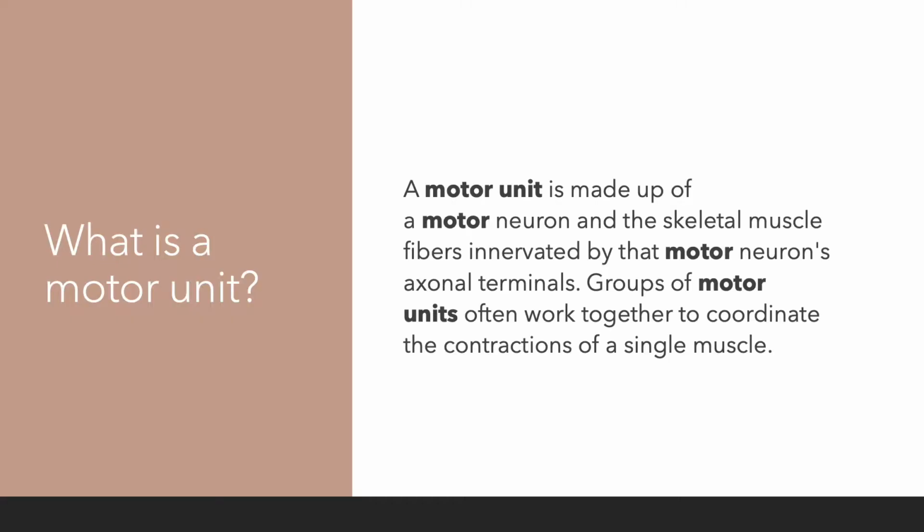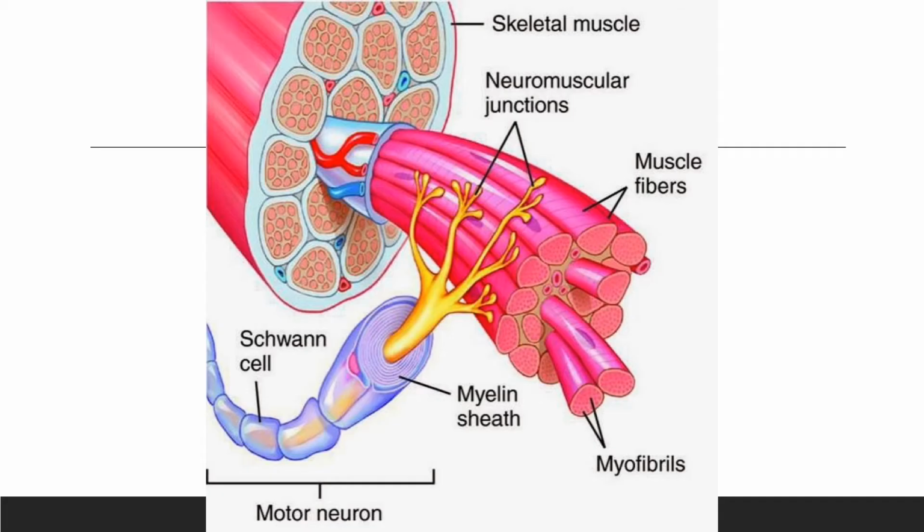So this brings us to what a motor unit is, which you guys will talk about in the lab. A motor unit is made up of a single motor neuron and the skeletal muscle fiber it's innervated by. Groups of motor units can work together. We call that recruitment to coordinate the contractions of a single muscle.